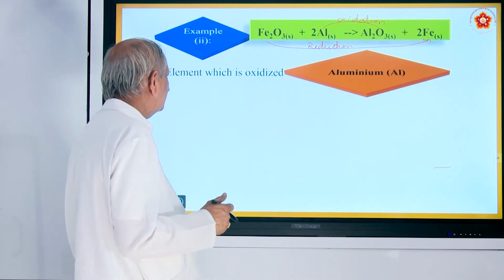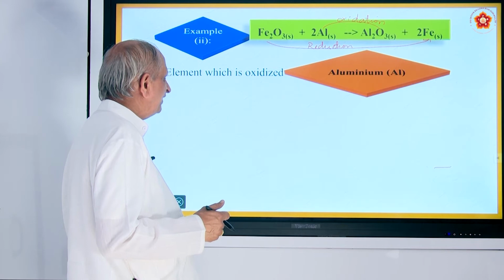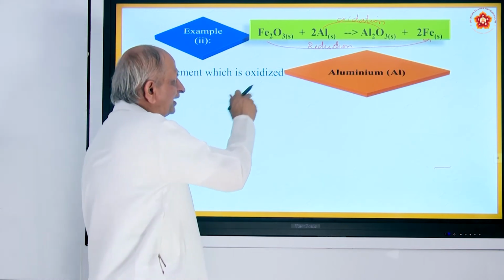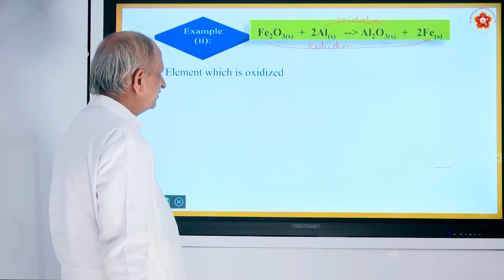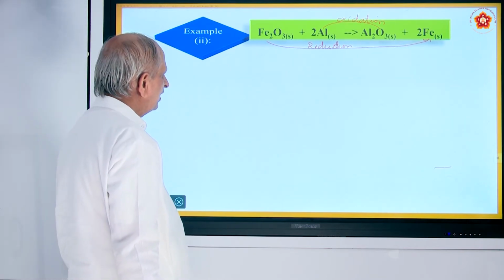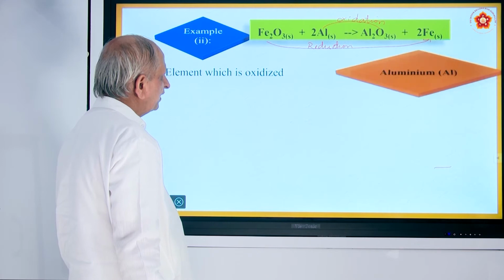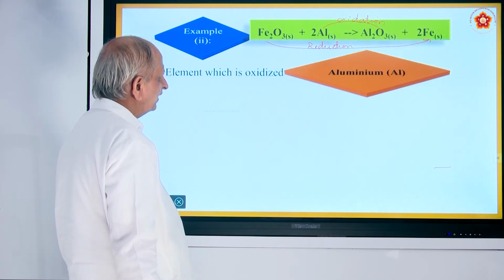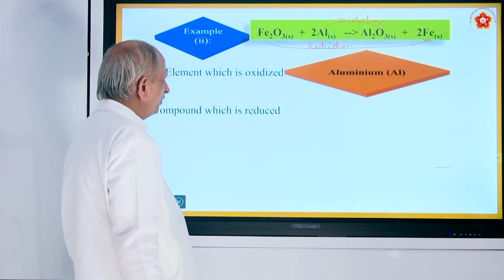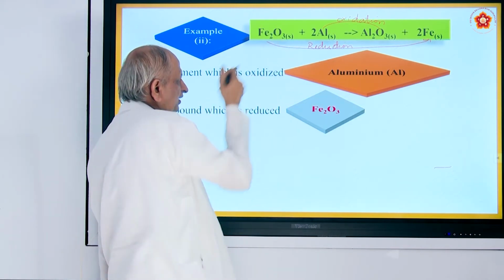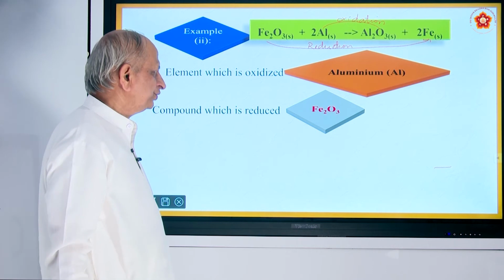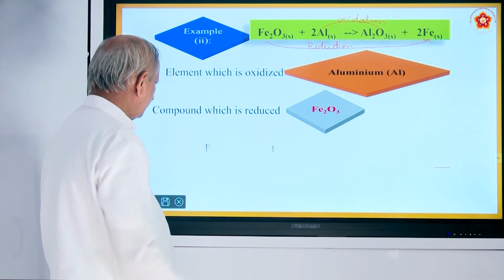So also here, the element which is oxidized is aluminium, because aluminum becomes aluminum oxide, and iron oxide becomes iron, and the compound which is reduced means ferric oxide is reduced, Fe2O3, also called ferric oxide.